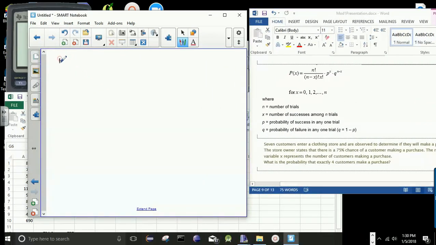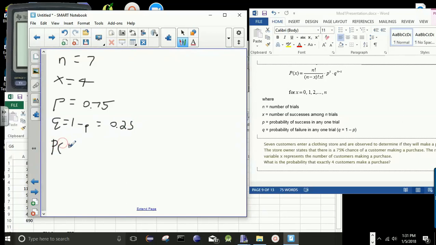In this case, the number of trials is 7. The number of successes will be the number of customers making a purchase. The number of failures, so check that. The probability of success is 75%, so P is equal to 0.75. The probability of not making a purchase is Q, which is 1 minus P, which is 0.25. Okay, so we can wire these numbers into the binomial distribution formula.